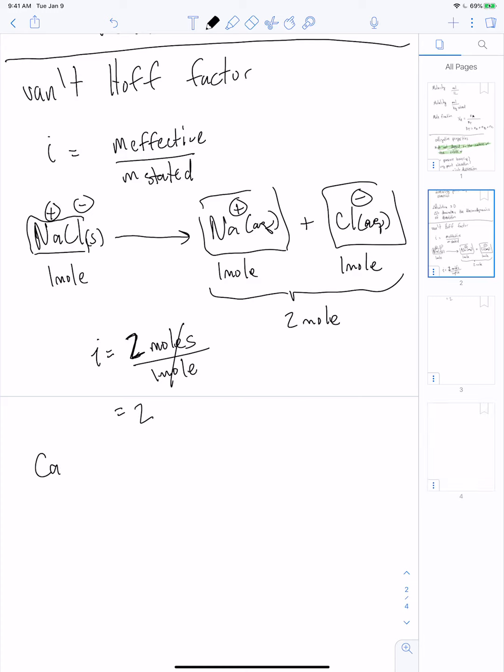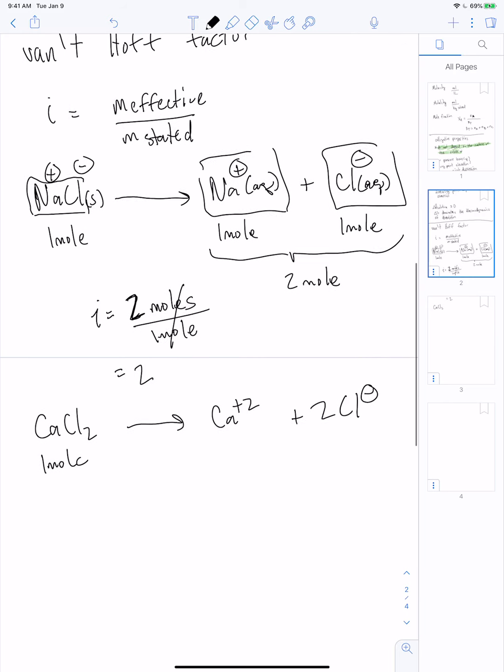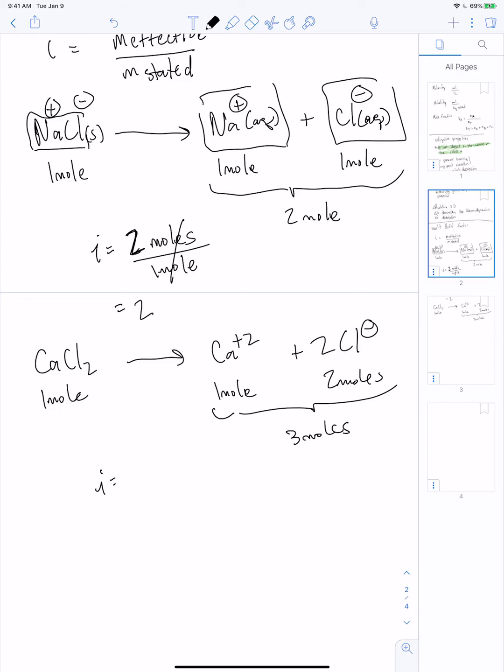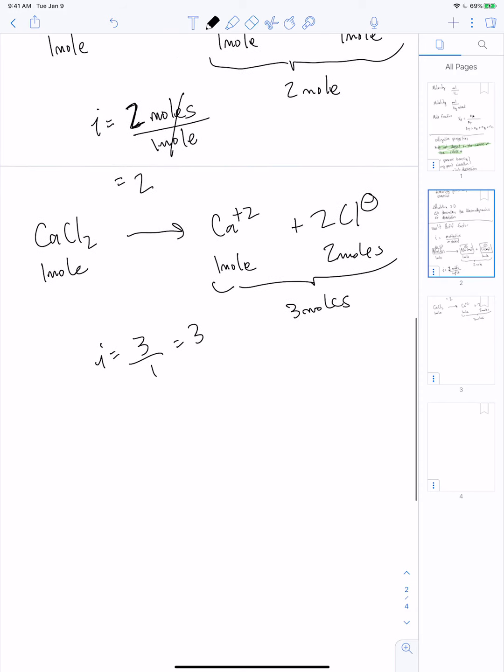If we look at some other examples of ionic compounds, we can see it changes. If I use calcium chloride, for example, now I start out with 1 mole, which I guess would be m stated. So I add 1 mole of calcium chloride, but what's the actual number of moles that are dissolved in there? Well, it's 1 mole of this and 2 moles of this. So it's really 3 moles. So what's my Van Hoff factor there? It's going to be i equals 3 over 1, or just equal to 3.